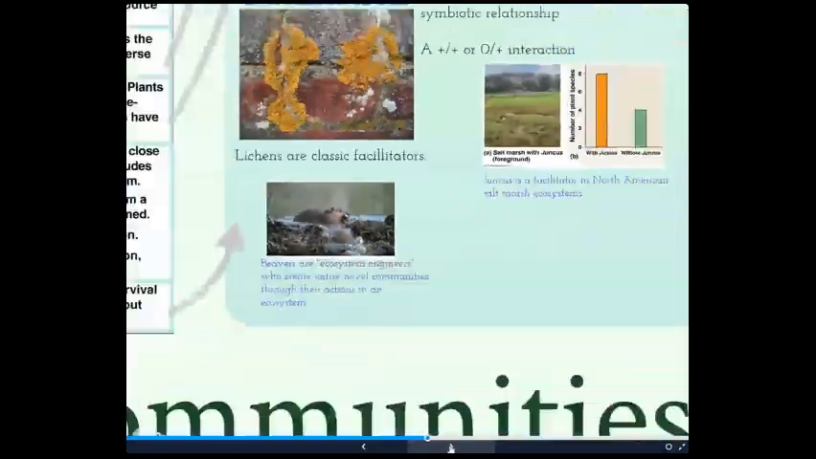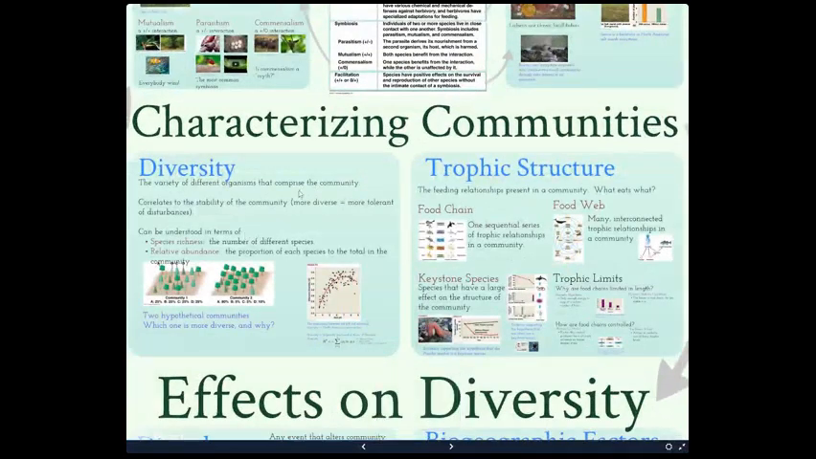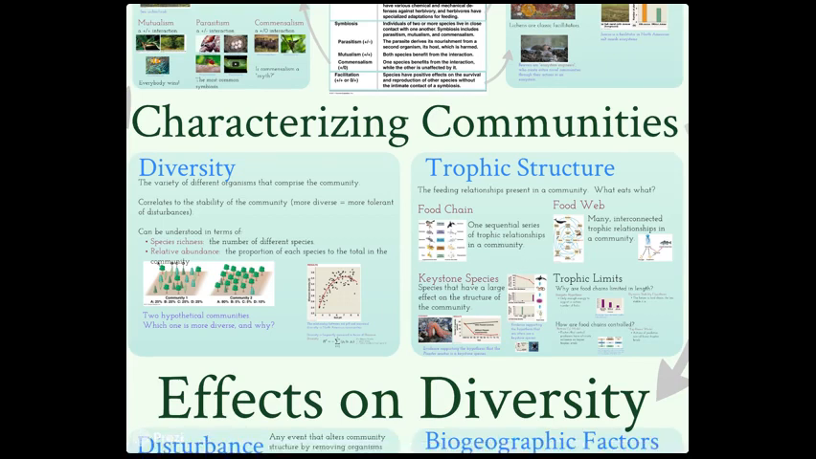Okay. Facilitation is not something we need to know. We've already worked through diversity. We are going to work through trophic structure. You're going to read a lot of that on your own. You're going to do keystone species next Wednesday. And food chains, food webs should be simple for you. So basically that's all you need to get for today.